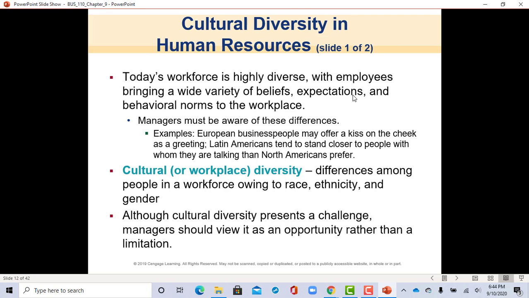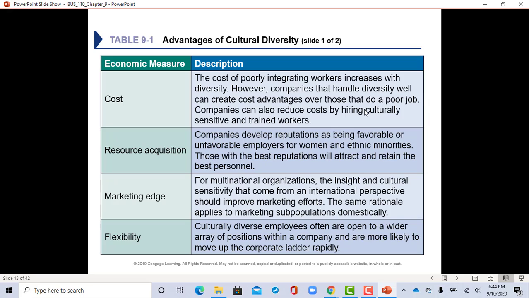And then cultural diversity in human resources. Without cultural sensitivity, a job applicant who will not make eye contact in an interview may be rejected when according to their culture, they are being polite. Although cultural diversity presents a challenge, managers should view it as an opportunity rather than a limitation. And the next 2 slides contain a table listing advantages of cultural diversity.